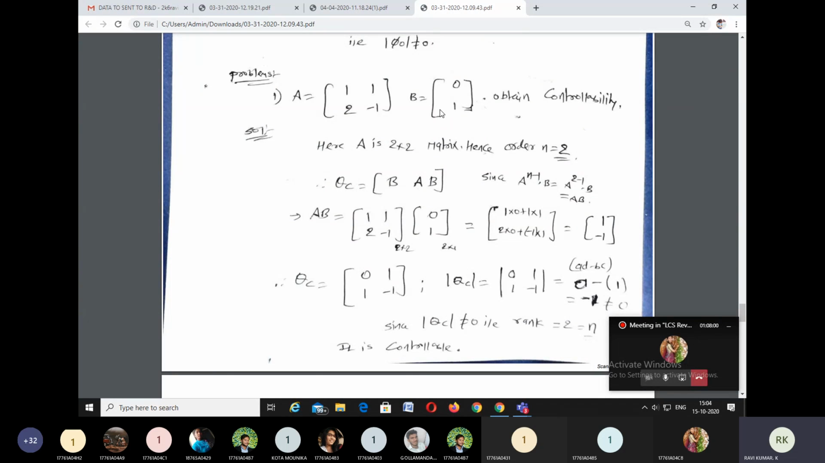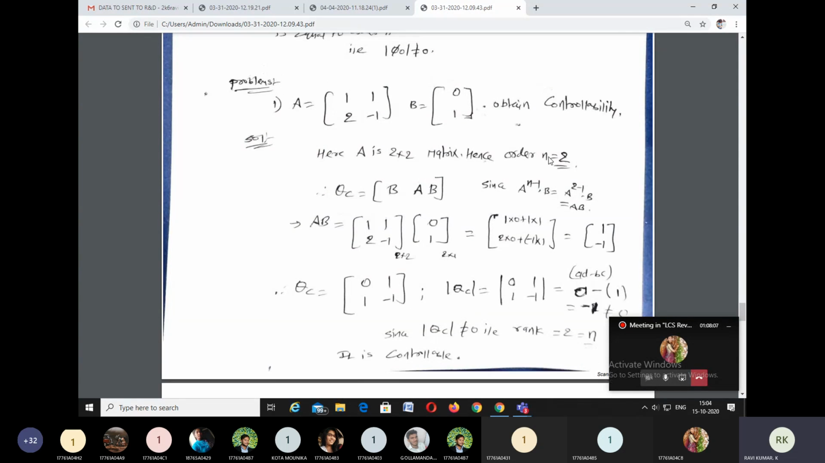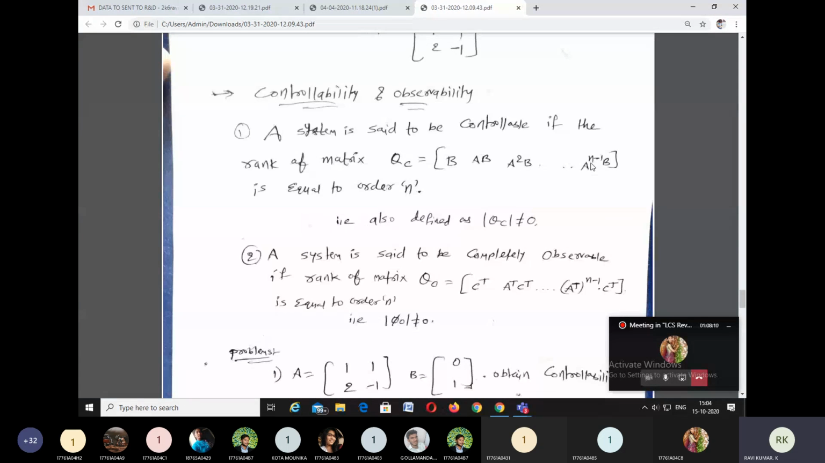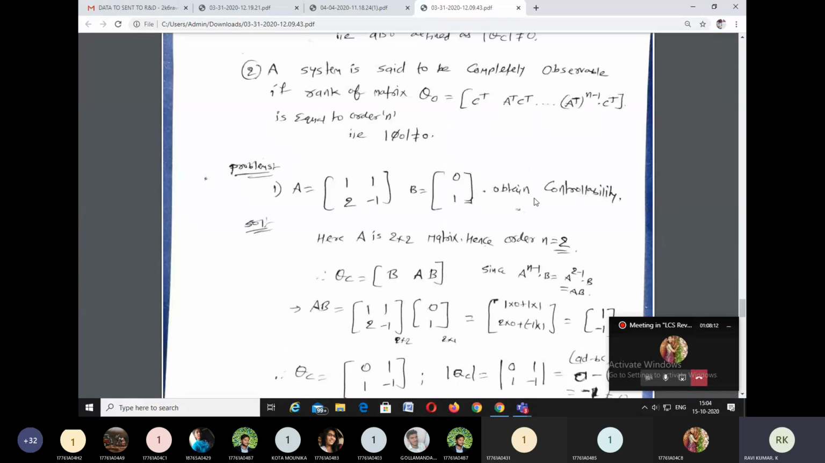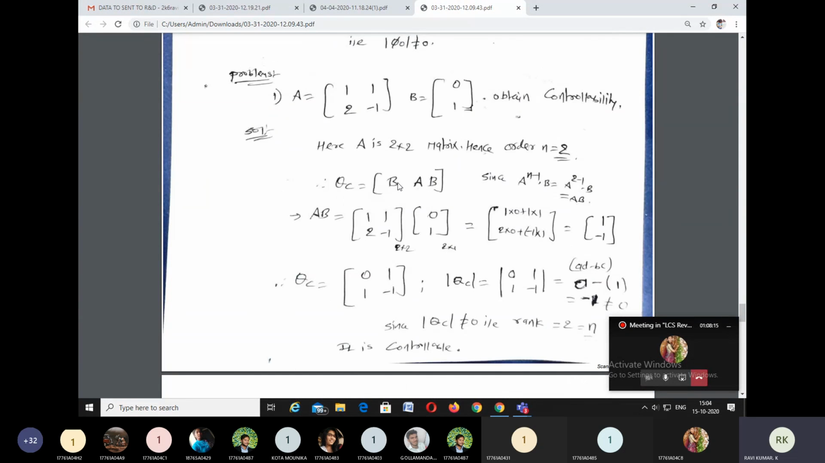What is the formula for controllability? The matrix is B and AB. Here A is a 2 by 2 matrix, so n, the order, is 2. If n is 2, A power 2 minus 1 into B is AB, that is, the last one is AB only. So it is B as the first column and AB as the second column of the matrix. Now we have to write this matrix and then take its determinant. If the determinant is not equal to 0, then we can say that the rank is 2 and it is controllable, right? So for that, the matrix Qc is equal to B.